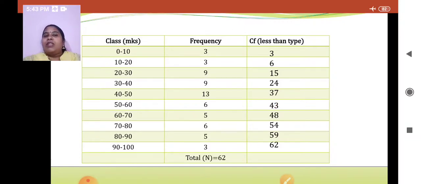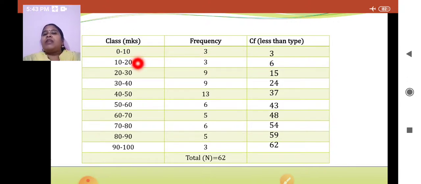How many students have got marks less than 20? Suppose I say less than 20, right? Now, where are you going to include that? Will you include it in this? No, we will include it in this, because less than 20, see 10 to 20, 20 is not included here. 20 is included here. So how many students? It corresponds to 6. So 6 students have got marks less than 20.